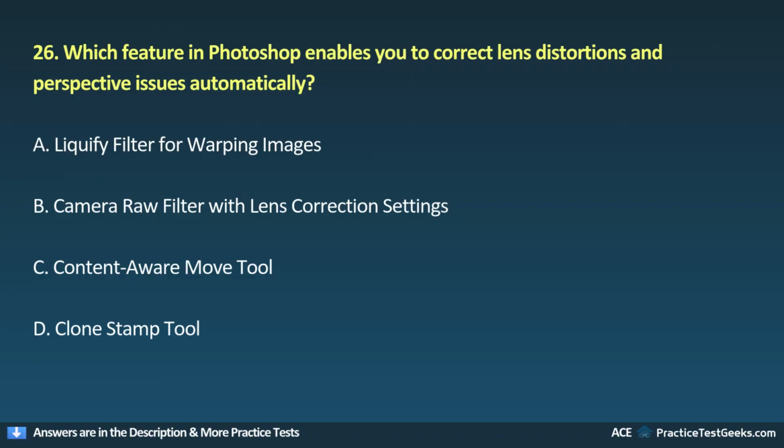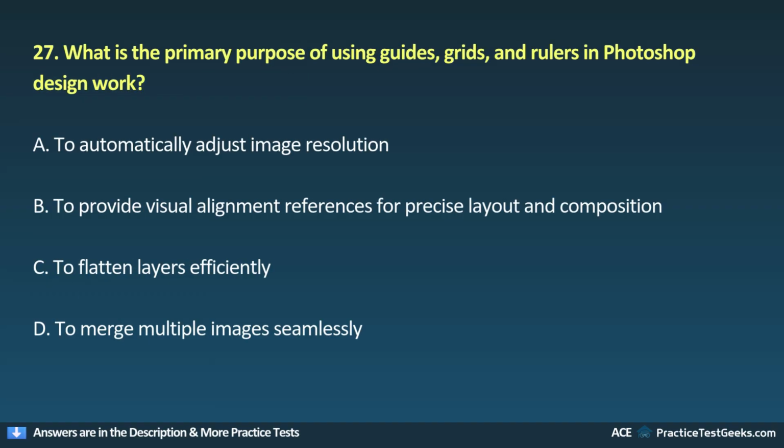26. Which feature in Photoshop enables you to correct lens distortions and perspective issues automatically? A. Liquify filter for warping images. B. Camera raw filter with lens correction settings. C. Content aware move tool. D. Clone stamp tool.